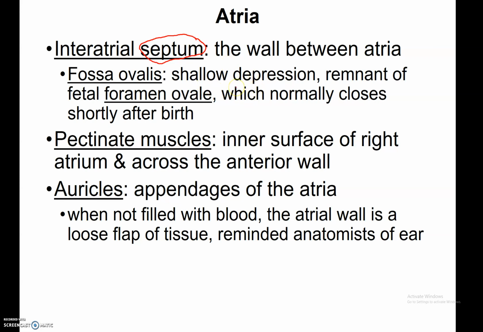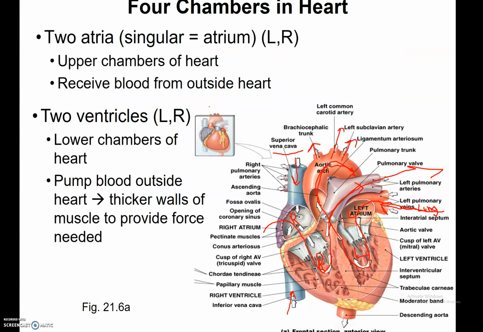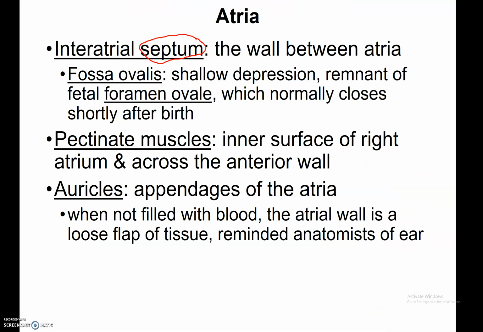So the interatrial septum separates the right and the left atria. The fossa ovalis, which I'll show you on the model, on our model video, is a really small depression. Let me see if you can see it back here. Yep, here it is, the fossa ovalis. And this is kind of a really cool spot in the heart.